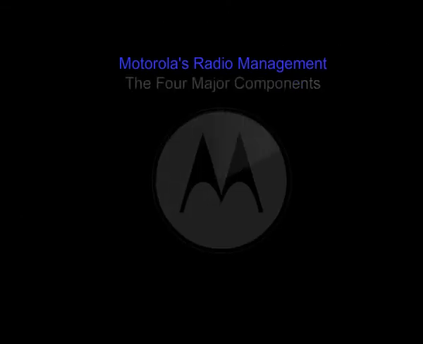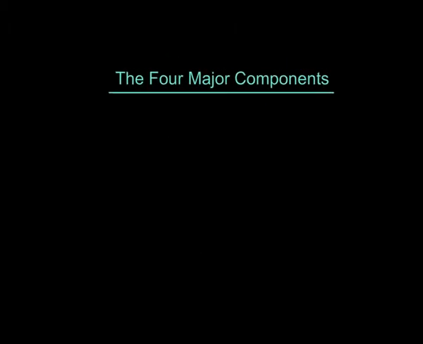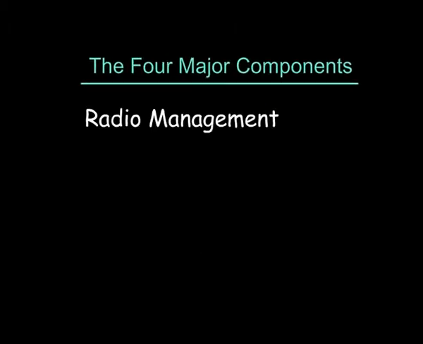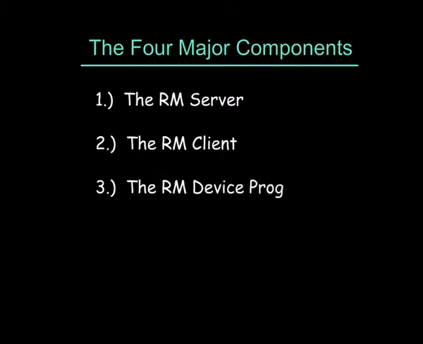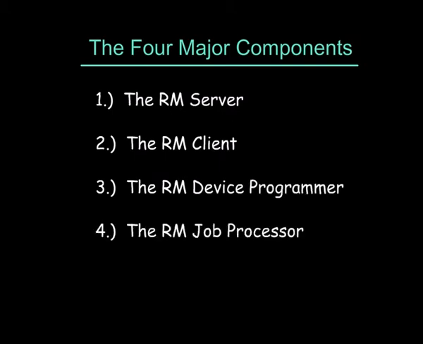Management. The four major components. The four major components of a radio management system, also known as RM, include the RM server, the RM client, the RM device programmer, and the RM job processor. In this order, let's now take a more detailed look at each one of these RM components.